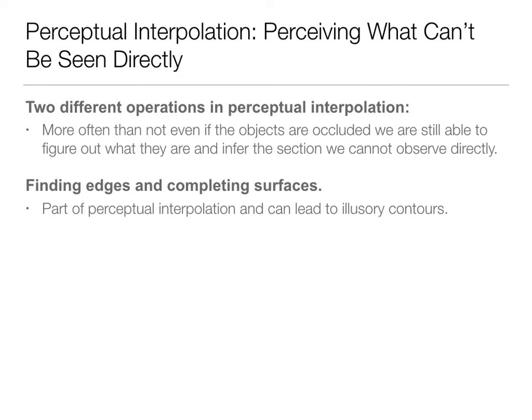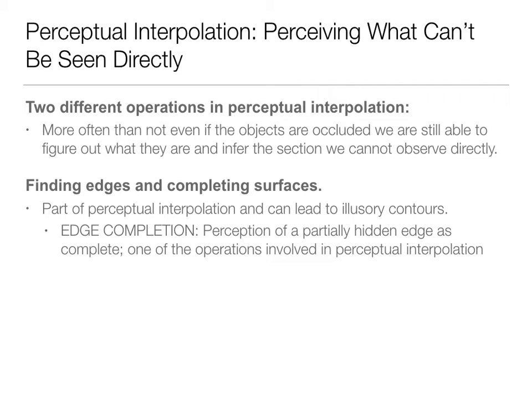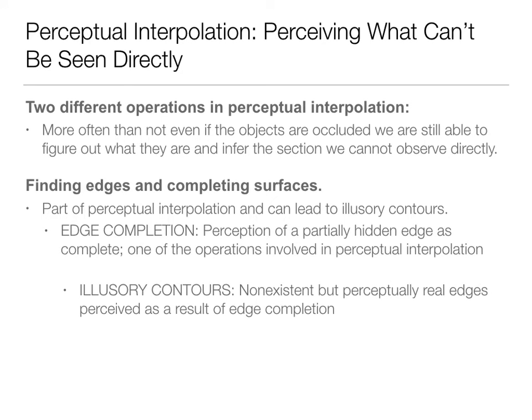So we do this, part of our perceptual interpolation can lead to illusory contours. And illusory contours are when we perceive that there are edges that aren't necessarily there. So the process of edge completion, where we make edges that aren't there, a hidden edge, is where we'll see these illusory contours, which are non-existent, but perceptually real to us images. We'll perceive them as there, even though they're not there.